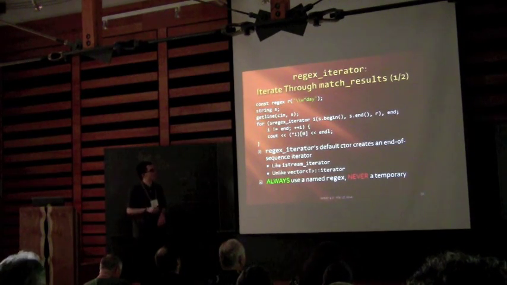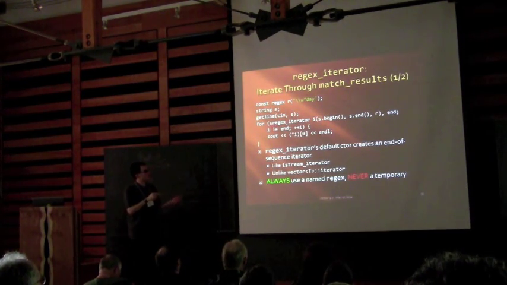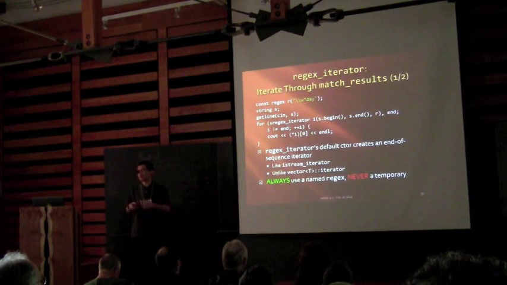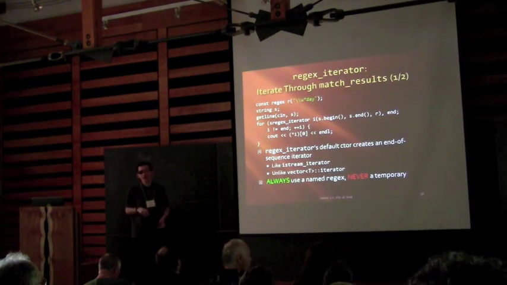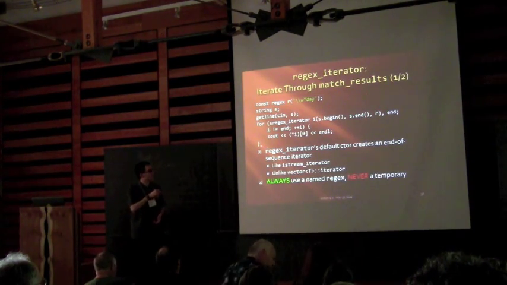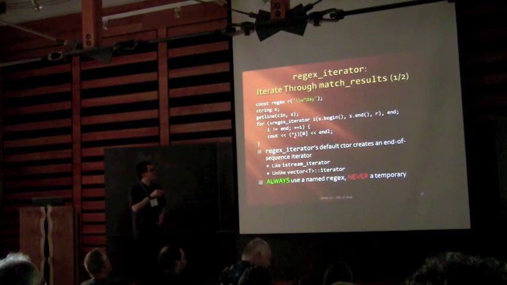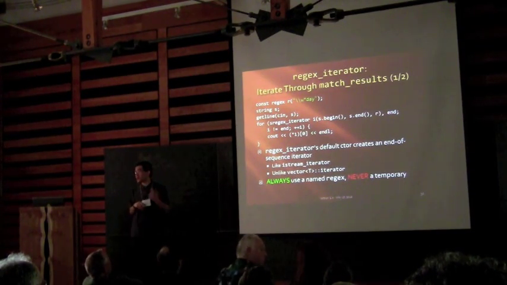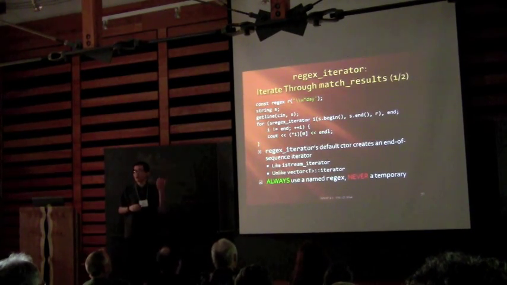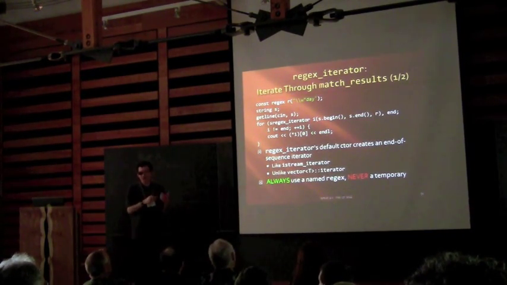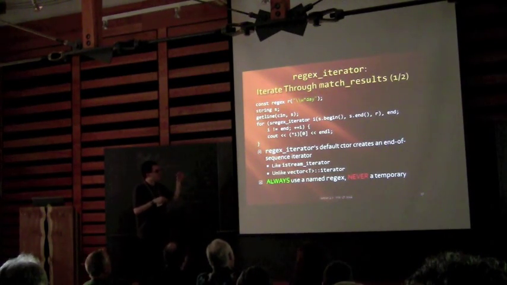And the way this loop looks is I'm going to construct a regex iterator. So this is a regex iterator of string constant iterator. And I need to give it the beginning and end of my string and the regex I'm interested in. And then I need to give it an end iterator. And as long as I haven't hit the end, then dereferencing it will give me a match results. If I say bracket 0, then I'll get the entire content of the regex match, which I'm interested in. And then I'll loop again.